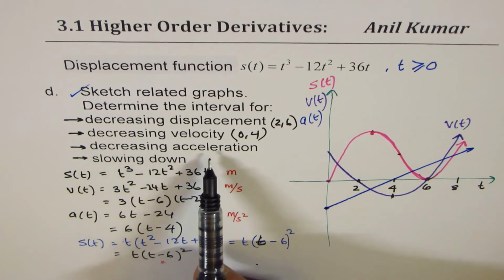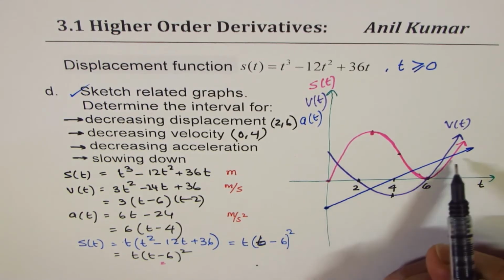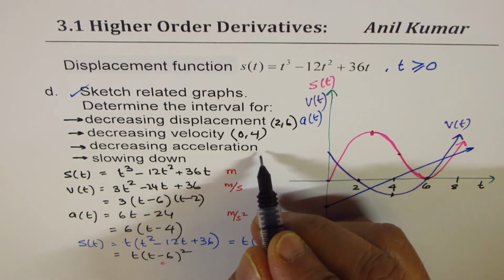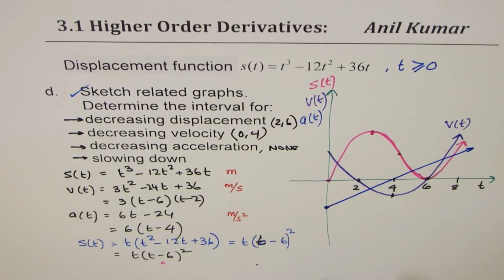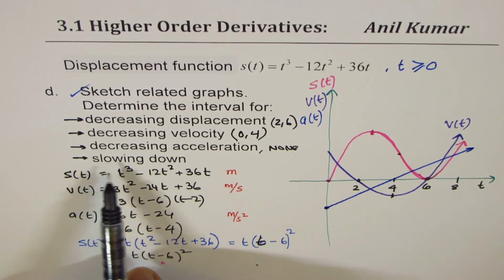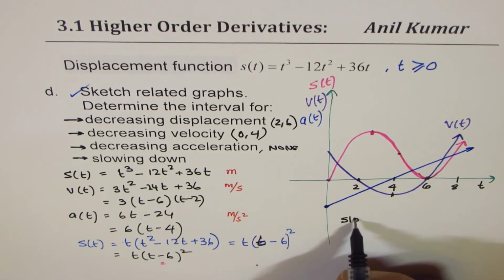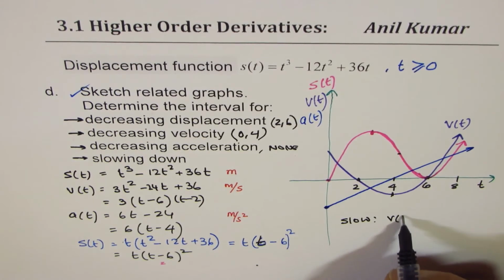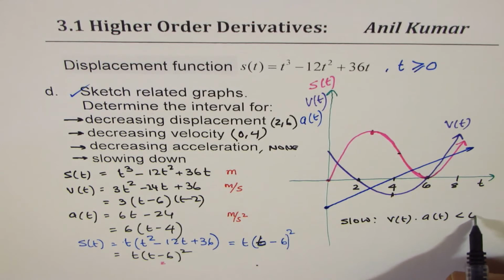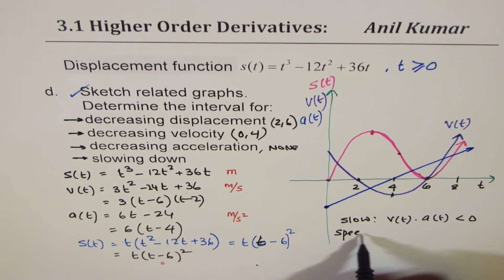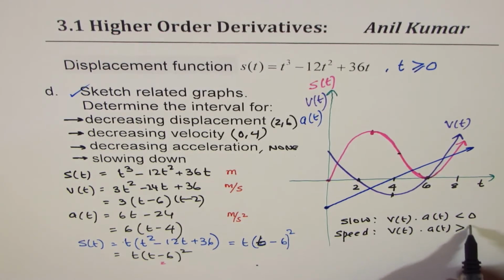Now we have decreasing acceleration. As you will notice, acceleration is actually increasing, so there is no interval, none. The last is slowing down. Now I want to really work on slowing down and speeding up. When we say slowing down, we really mean that the product of velocity and acceleration is less than 0. And when we say speeding up, that means this product is positive.